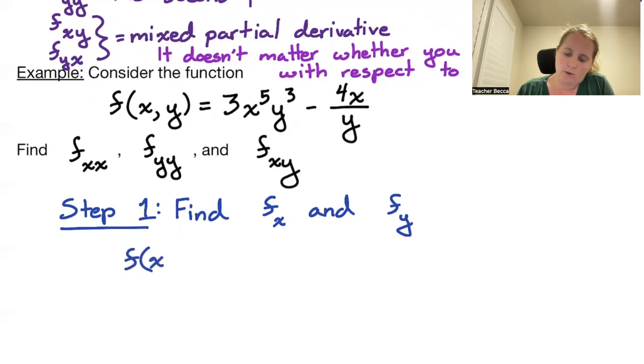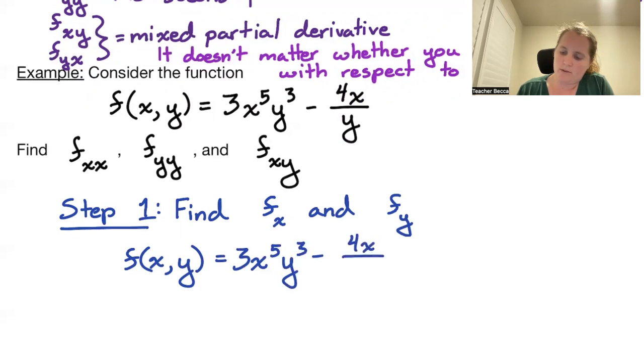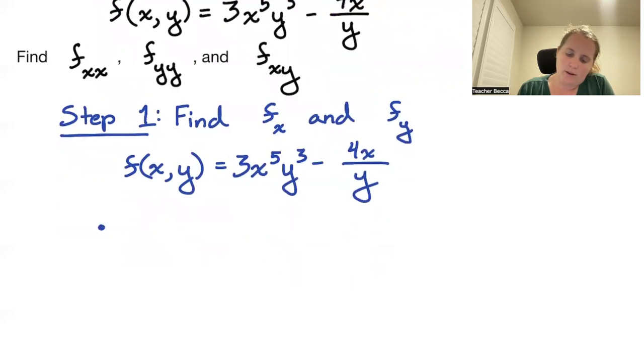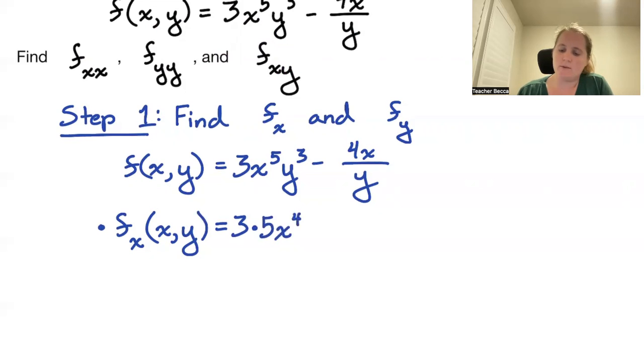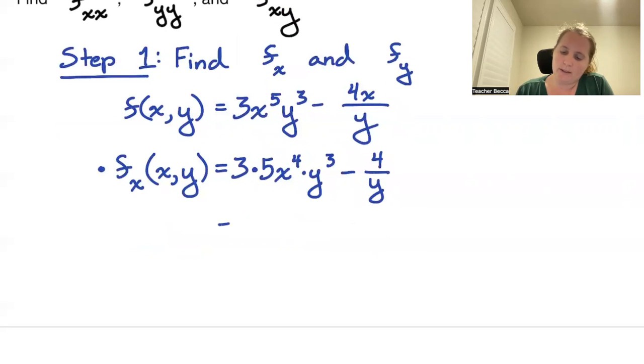So we have f of x, y is equal to 3x to the 5th y cubed minus 4x over y. For the partial with respect to x of f evaluated at x, y, we treat y as a constant. The x to the 5th goes to 5x to the 4th. So we have 3 times 5x to the 4th times y cubed. Then the minus 4 over y is a scalar multiple of x. So we just get minus 4 over y. So our partial with respect to x here is 15x to the 4th y cubed minus 4 over y.